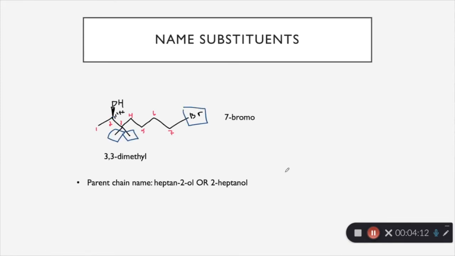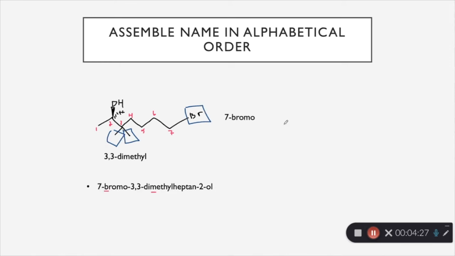The next step is to find and name the substituents. So we have 2 methyls right here, and they're both on carbon 3, so we have 3,3-dimethyl. And then we have a bromine on the 7th carbon, so we have 7-bromo. Then put everything in alphabetical order. So we have 7-bromo because the B comes before the M, 3,3-dimethyl, heptan-2-ol.